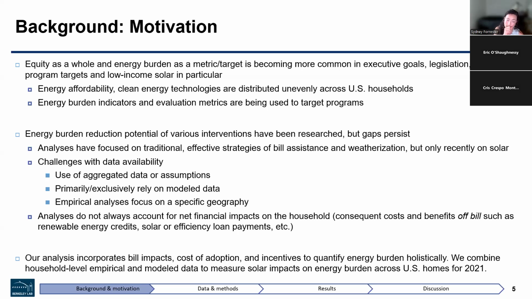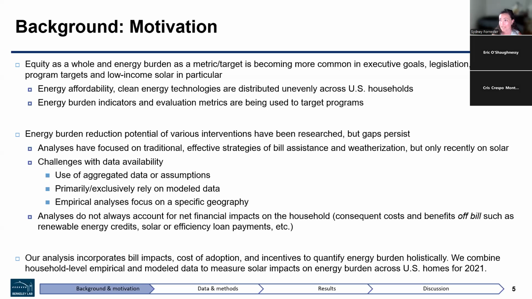So in a lot of cases, these studies rely on aggregated data or some assumptions. So you'll see things like energy burden at the tract level or something like that. Another thing is that to fill in the blanks, and this is also something that we had to do, you have to rely on model data in some cases. I will say that some studies rely primarily or exclusively on modeled data, and we were able to mostly leverage our empirical data and fit in modeled data where absolutely necessary. And even then, whenever we did that, we did it at a super geographically granular level.